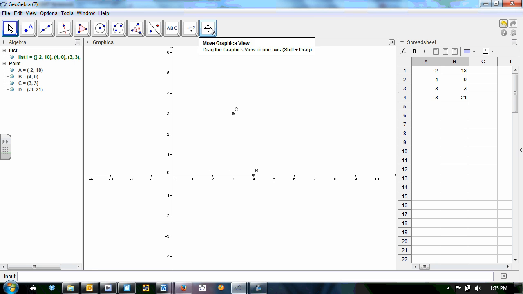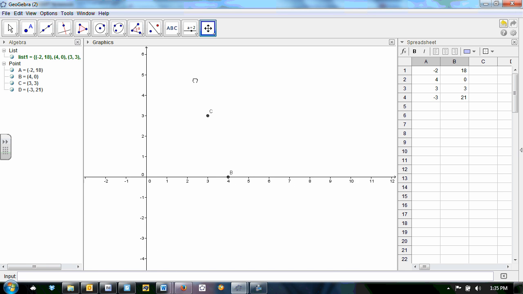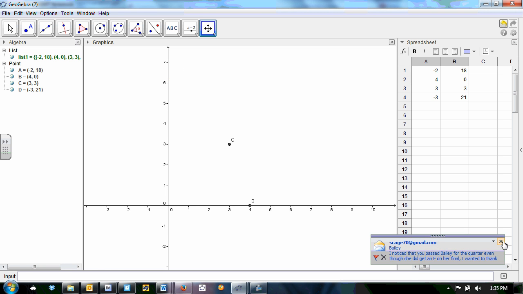And now if I go to Move Graphics View, the little compass looking thing here, it's a little hand, and as I click my left button and hold it, notice it grabs a little fist like it's grabbing the screen, and then I can drag it around. Okay, so I want to make sure that I can see my data here. Notice we put in some negative values, and we're getting out like 18, 21, but my y-axis is only going up to 7.